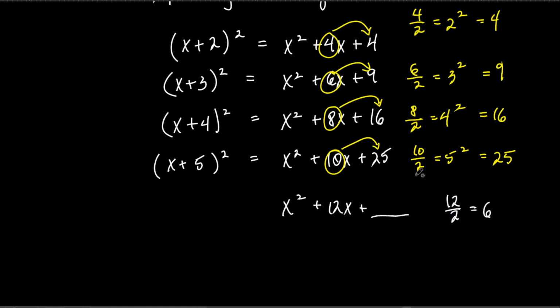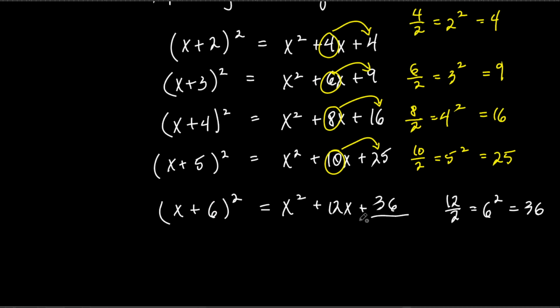How do I find what this number should be in order for it to be a perfect square? I take that 6 and I do what to it? I square it, and then I get 36. So what should be right here then? That should be 36. Now, once I know this is a perfect square, what can I make this? This is going to be what? X plus 6. Everybody follow me?